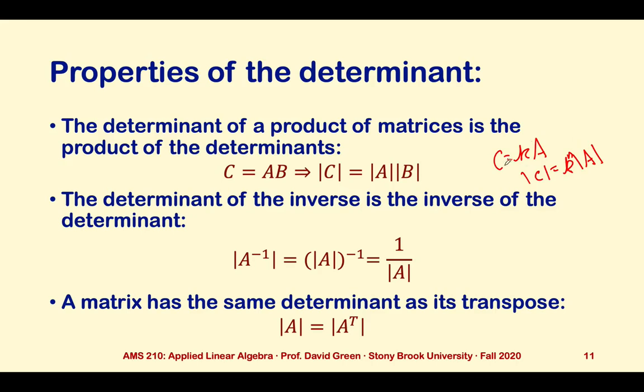This form, scalar multiples of A and trying to propagate determinants through it, doesn't arise nearly as often as propagating determinants through matrix products. And so it's something to keep in mind, but it's not really a central core idea that you need to remember.